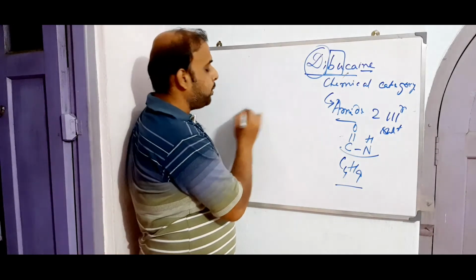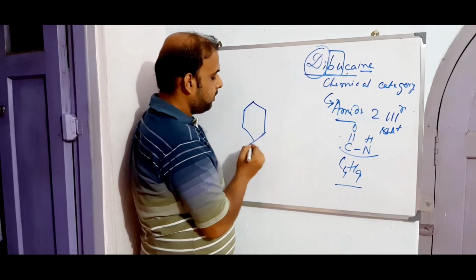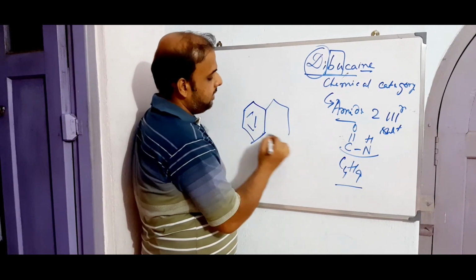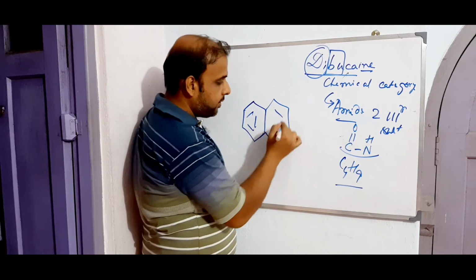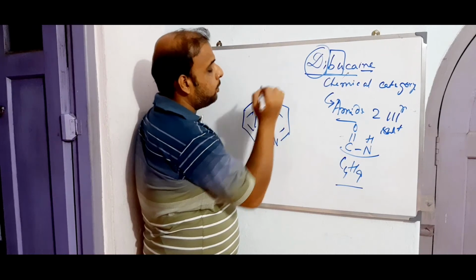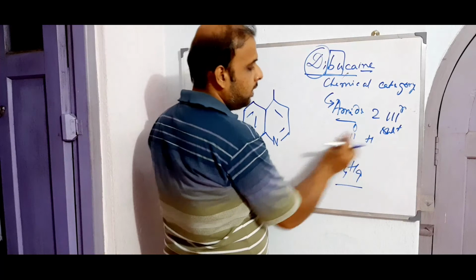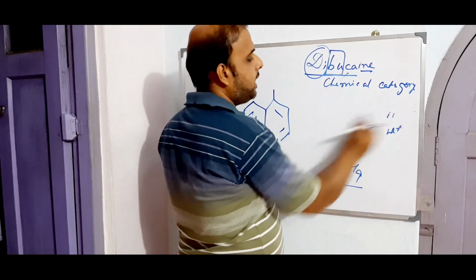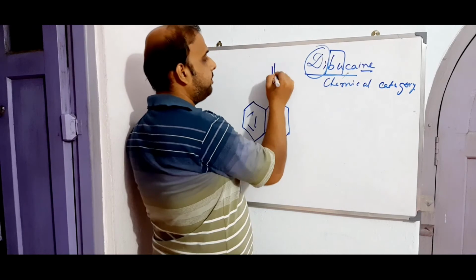Dibucaine possesses the heterocycle quinoline. So this is quinoline, and counting 1, 2, 3, 4, at the fourth position we have the amide, that is CONH. So we'll put CONH here.